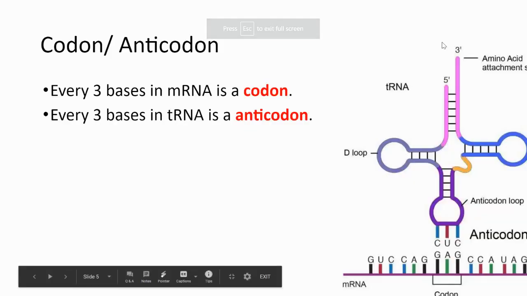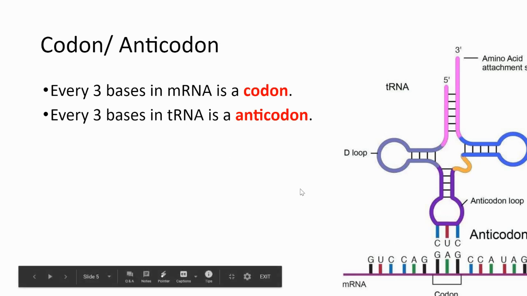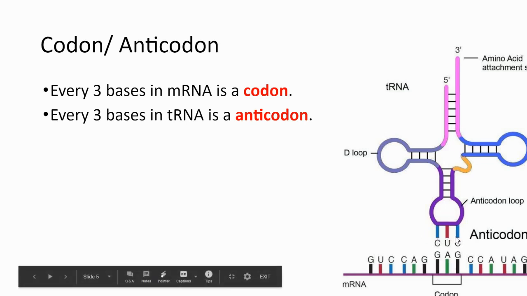Okay, so codon and anticodon. Every three bases in mRNA is called a codon. 1, 2, 3, codon. 1, 2, 3, codon. Every three bases in tRNA, remember the messed up T, 1, 2, 3, is an anticodon. The codon will always pair with an anticodon. And they have to be matching.